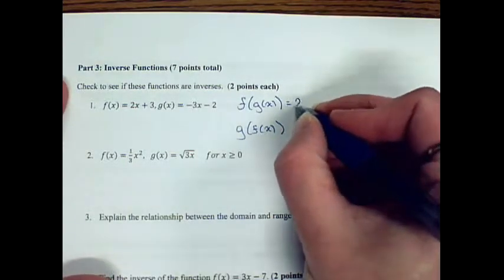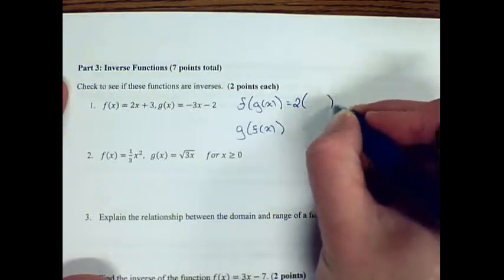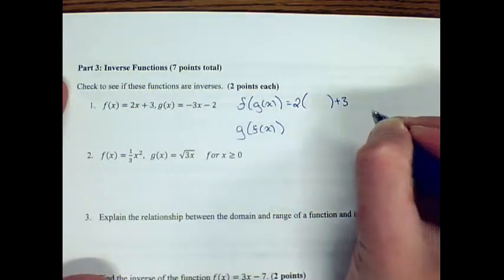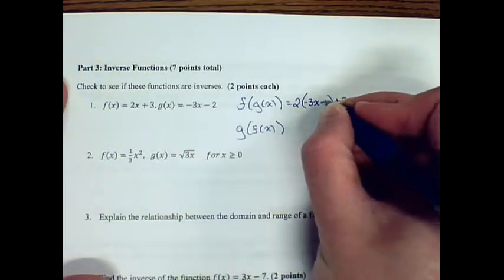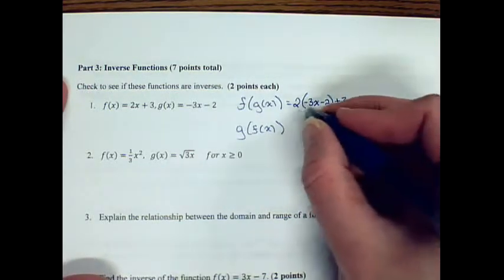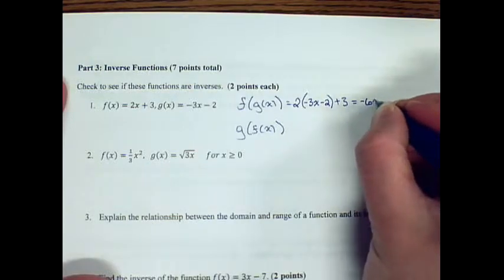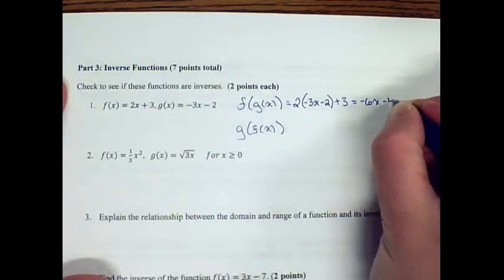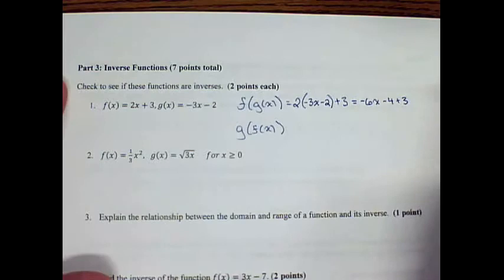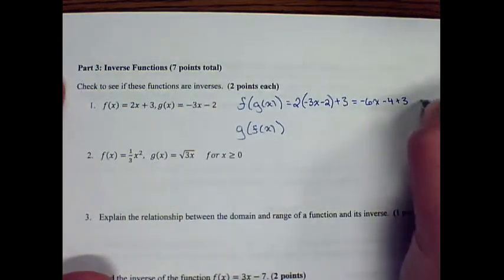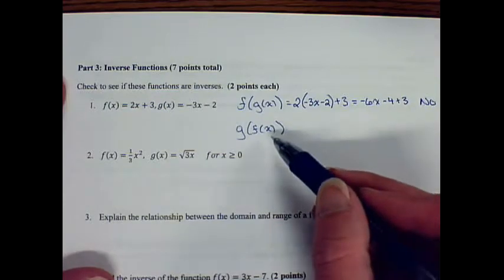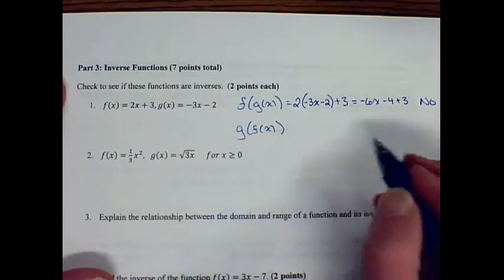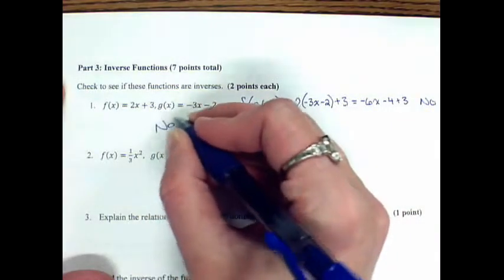So f is the function 2 times my input plus 3. If I plug in g of x, which is negative 3x minus 2, 2 times negative 3x is negative 6x minus 4 plus 3. Is that going to give me an x back? That's a no. And guess what? If it didn't pass that one, it doesn't matter if it passes this one. So this is not inverses.